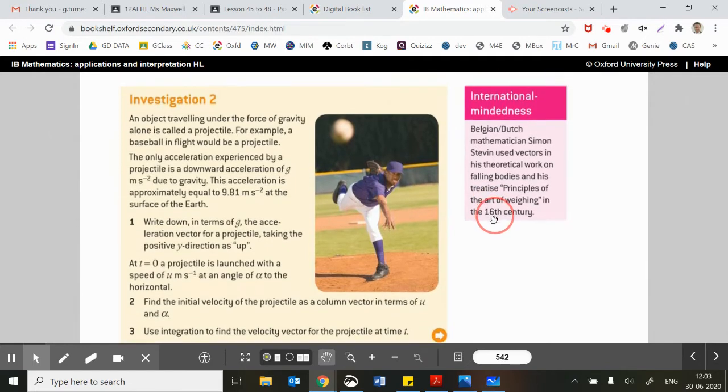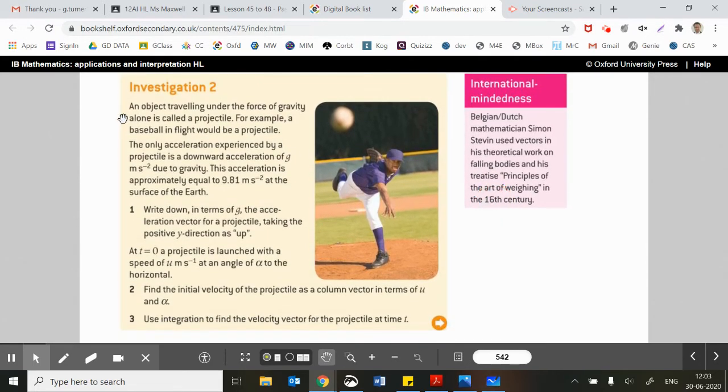Okay, this investigation is talking about an object traveling under the force of gravity, and they call that object a projectile. For example, they're talking here about a baseball, but it could be any ball which is being projected. And they're talking about there being an acceleration experienced by the projectile, in this case a baseball, in a downward acceleration of g meters per second squared due to gravity. This acceleration is approximately 9.81 meters per second squared.